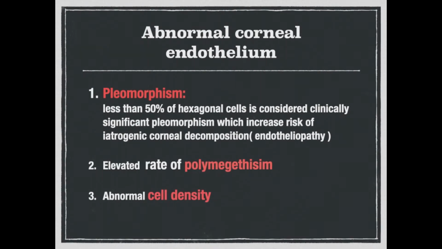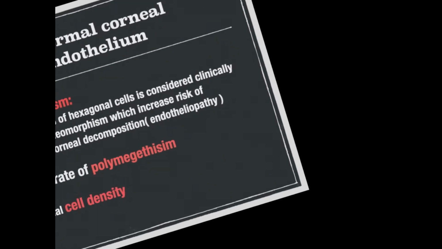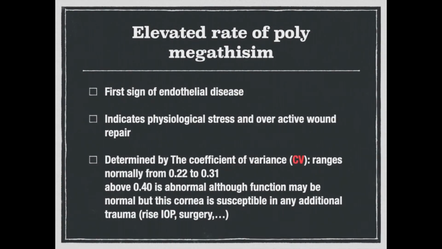Abnormal corneal endothelium shows pleomorphism at a rate where less than 50% of the cells are hexagonal. This is clinically significant pleomorphism, which increases the risk of corneal decompensation, and an elevated rate of polymegathism means that these cells are not properly functioning. Abnormal cell density means a decreased number of cells. Elevated polymegathism is a first sign of endothelial disease, and it indicates physiological stress and overactive wound repair.